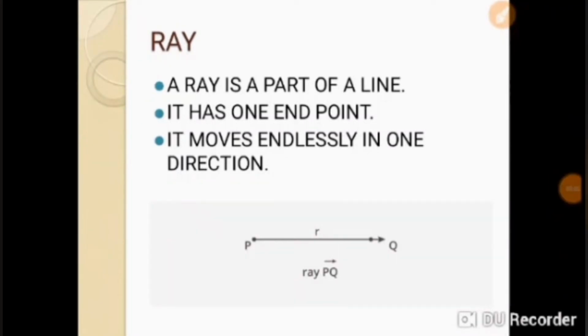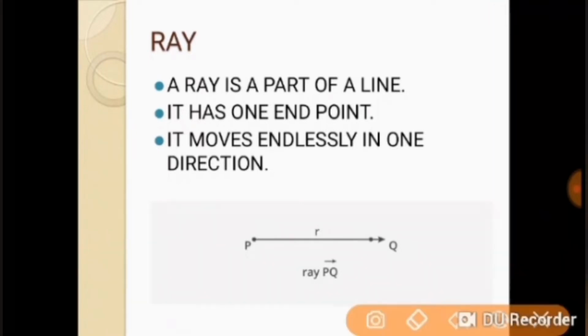Now another part of a line which has one fixed endpoint but the other part is endless. Such part of a line is called a ray. You can see in this picture that there is a fixed point P and there is an arrow on another side. The fixed point P shows that the length is fixed over here, but the arrow shows that this way the line can be extended. This kind of a part of line is called a ray. So it can move endlessly only in one direction where you can see the arrow.